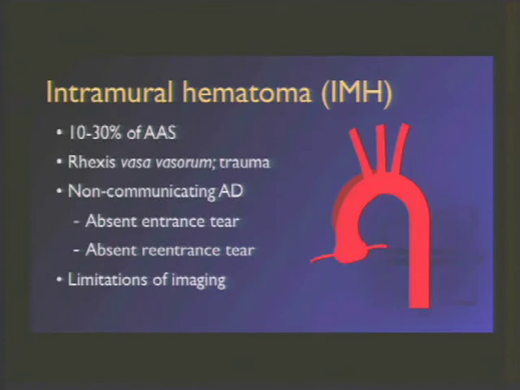Intramural hematoma, generally speaking, is responsible for 10 to 30% of all cases of acute aortic syndrome. The pathophysiology of this entity is related to what has been described as rhexis of the vasa vasorum, which is no other thing than just bleeding of the vasa vasorum. Occasionally, you can see it in the setting of trauma, but that's not the most common etiology.